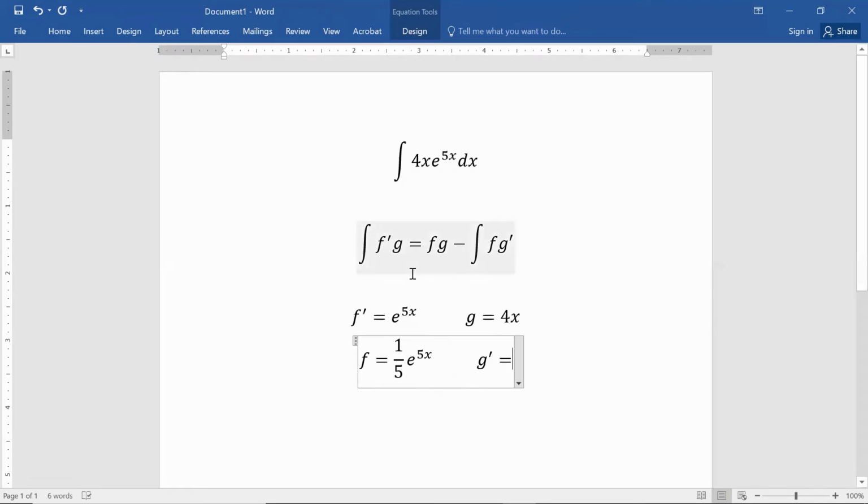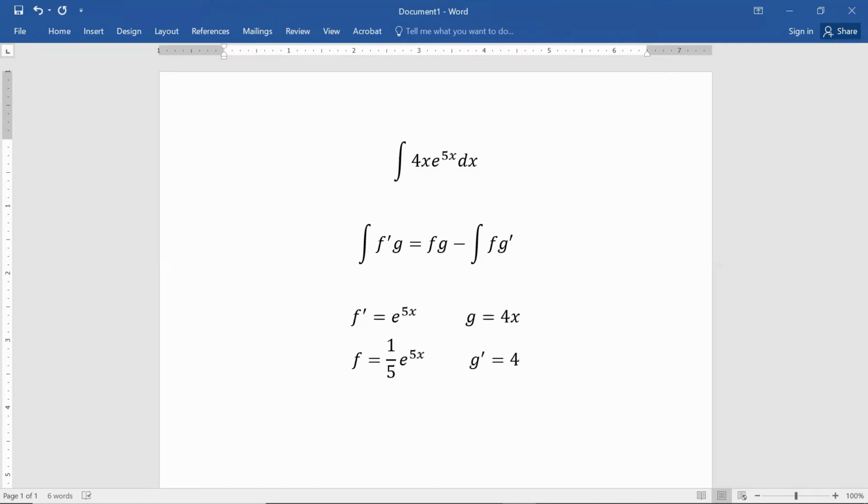Now we do the exact opposite direction on g. Going from g to g prime, I have to take a derivative. The derivative of 4x is 4. Notice one of these I did an antiderivative, and one of these I took a derivative. Be very careful on that. Now I have every piece that I need for this formula.